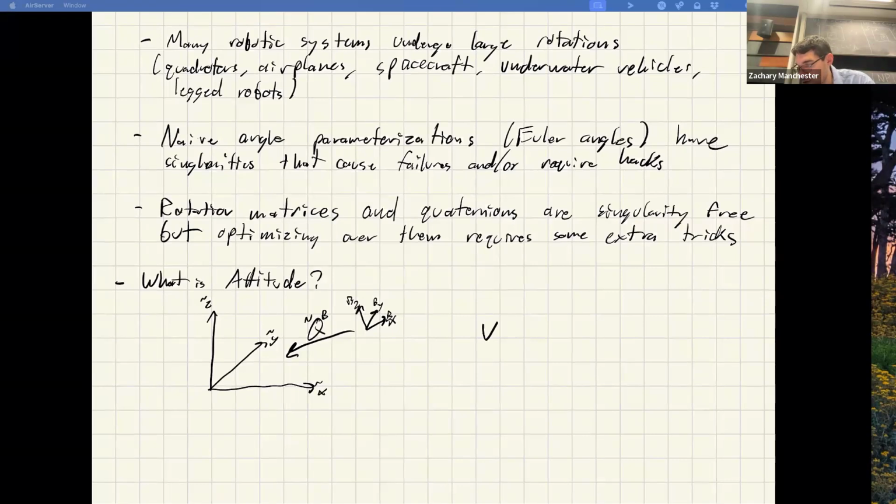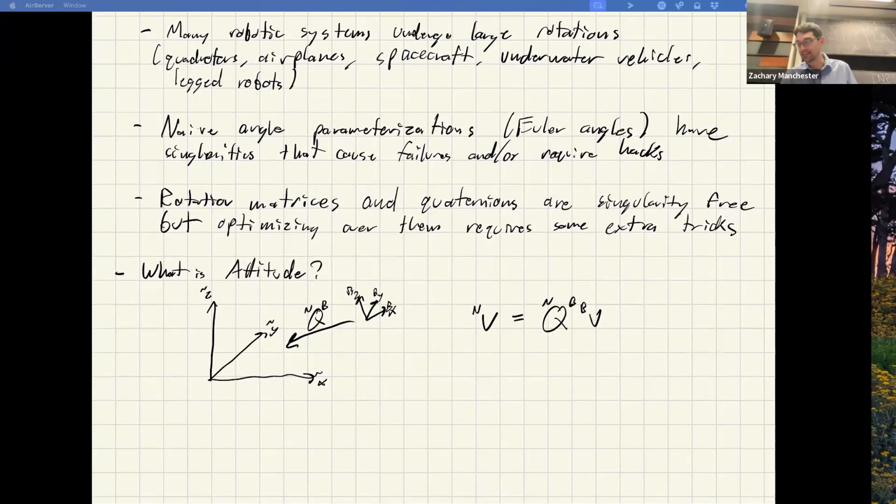So if I have some random vector V in the N frame, it equals Q times V in the B frame. If you watch these superscripts, they go left to right or right to left, and you can do the bookkeeping that way. If you have lots of different reference frames, these decorators are helpful because they let you chain rule through a bunch of coordinate transformations and line them up nicely. But that's the definition, right?